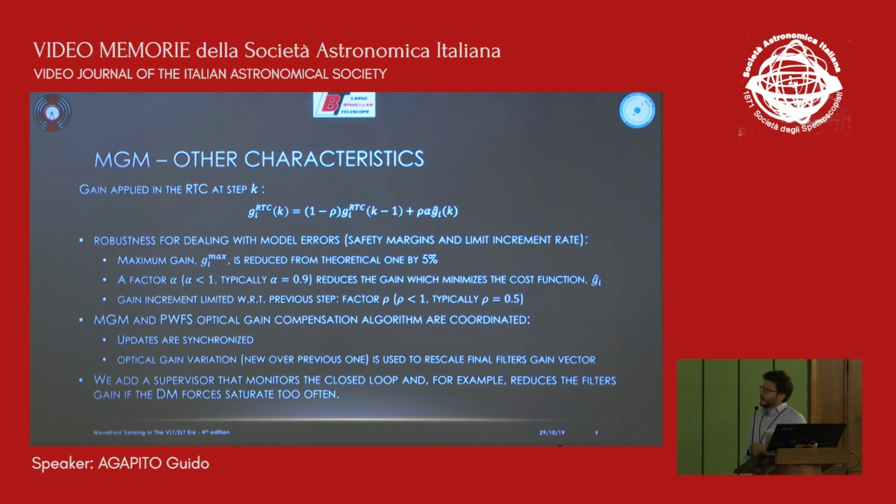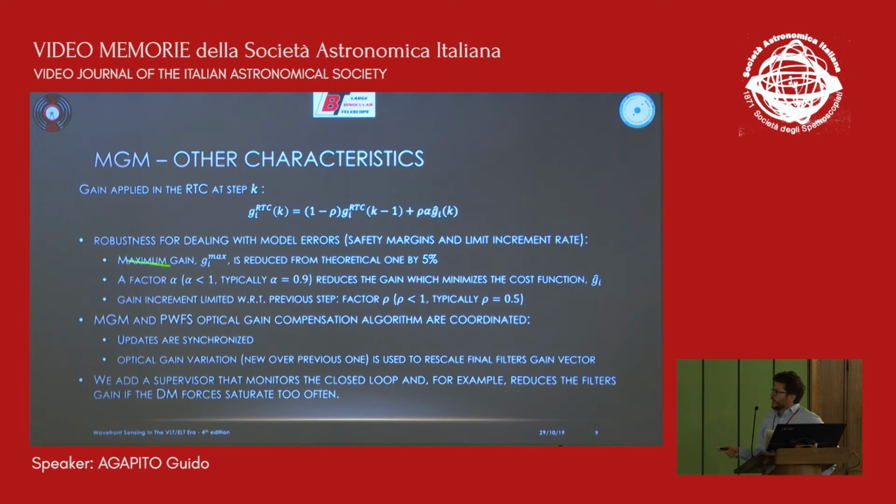Another characteristic of our implementation is this equation that we use to apply the gain in the RTC. You see there are some parameters, and these parameters are used to improve the robustness of this algorithm. The first thing we do is use a reduction of the maximum gain to get not only stability, but even a bit of phase margin, for example.